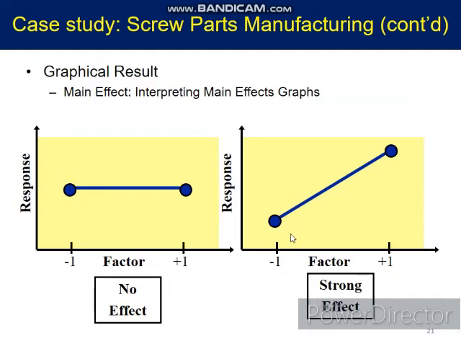So if you see a significant slope of the line as you change the factor from minus to plus, then it indicates a strong effect, meaning that as you change the factor level from low to high, the response also changes significantly. Because of that, you're going to have a significant slope on that particular line. So this indicates a strong effect for that particular factor.